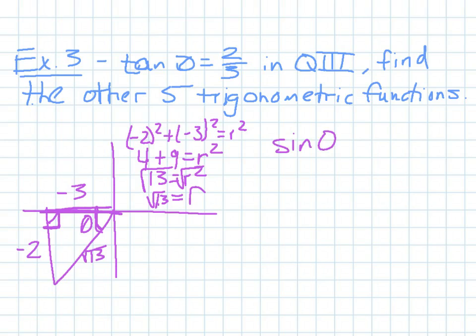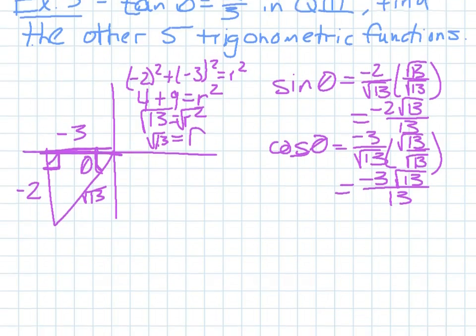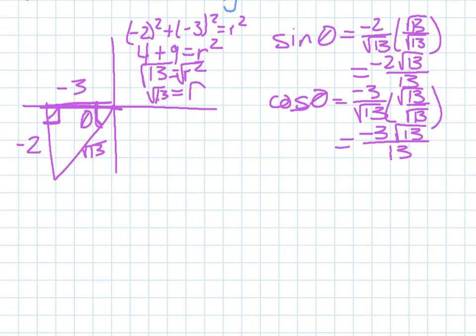So sine of theta will be my opposite over my hypotenuse. So negative 2 over square root of 13. Rationalize. That gives me negative 2 square root of 13 over 13. Cosine theta will be negative 3 over square root of 13. Rationalize. It gives me negative 3 square root of 13 over 13. Then I already have tangent, so moving on to cosecant.